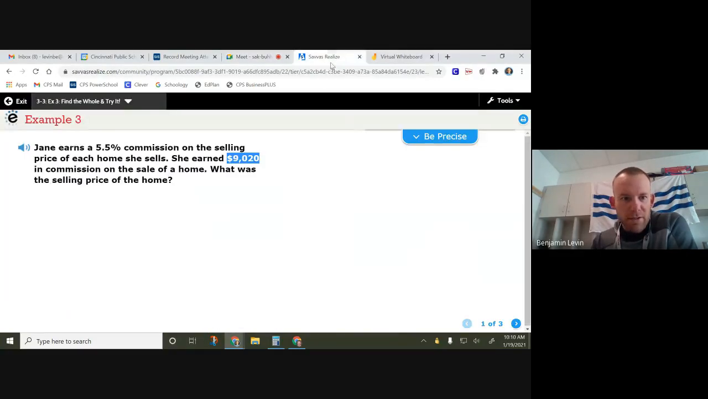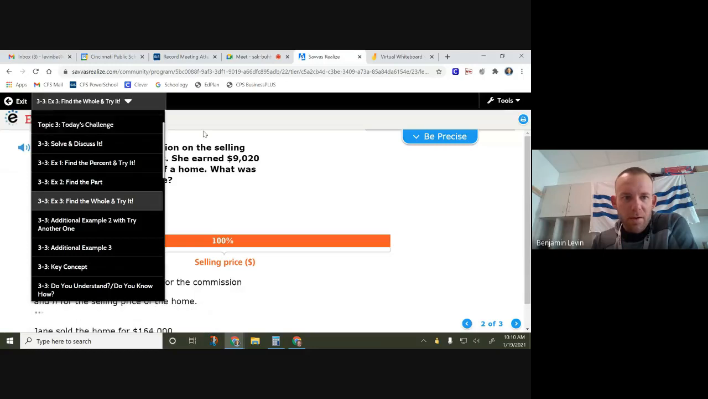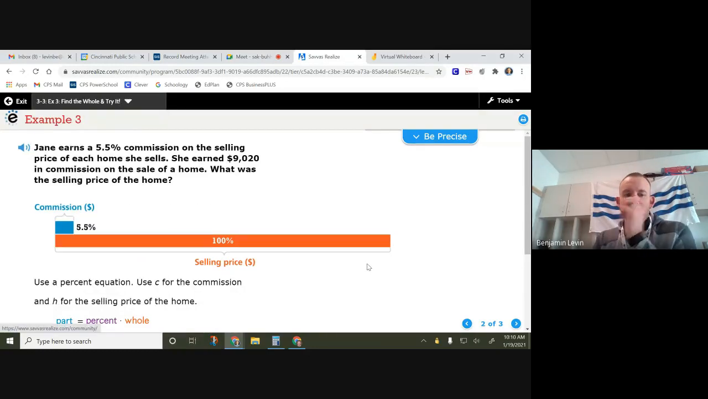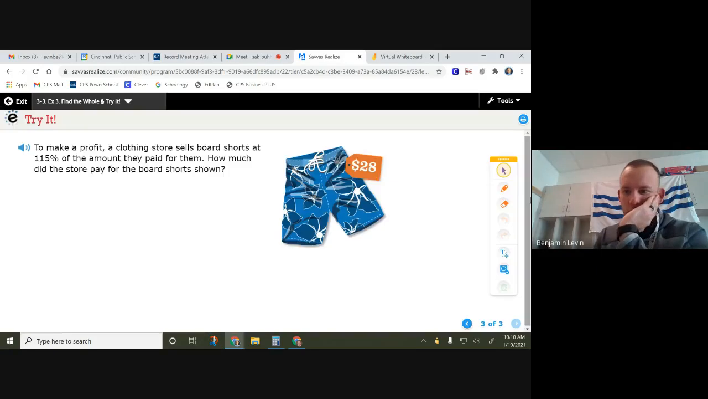Let's go to the next example. Oh, let's click over here. All right, we set this up as they did, the exact same thing I did. Part equals percent times whole. They divided both sides by the percent, and they got $164,000. Good.